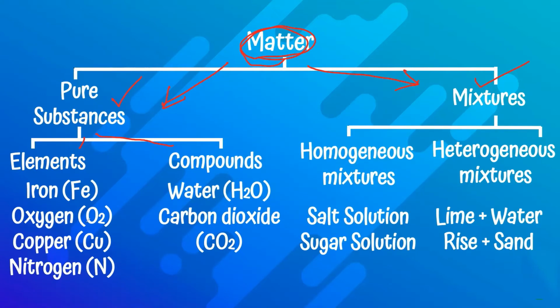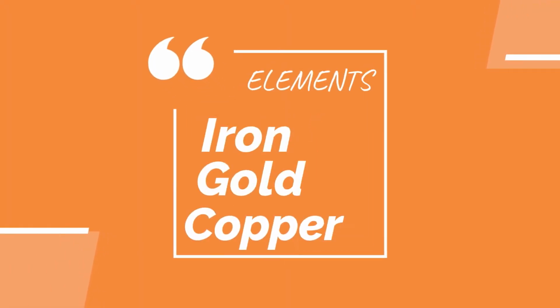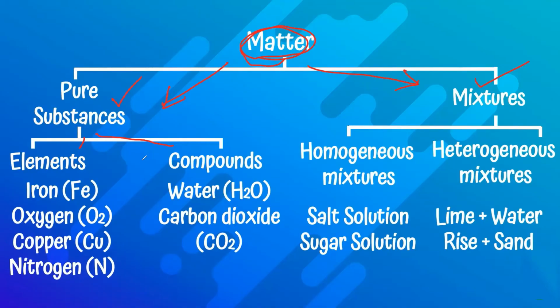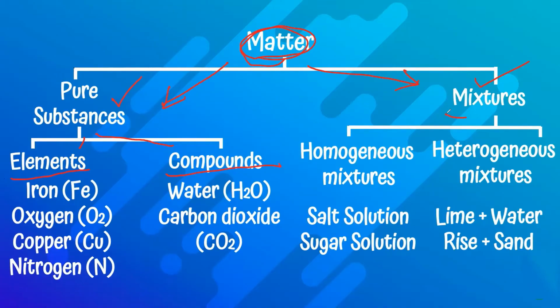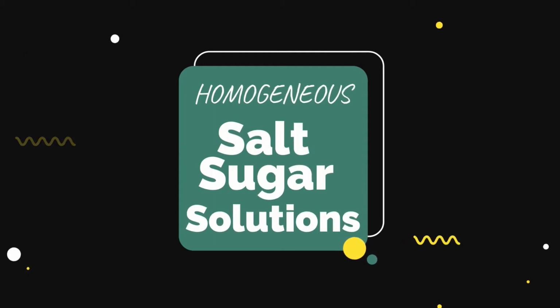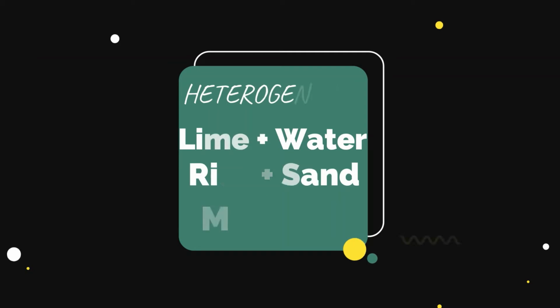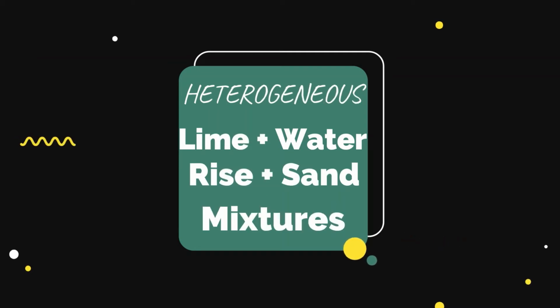In pure substances, examples for elements are iron, oxygen, copper, and nitrogen. Examples for compounds are water and carbon dioxide. In mixtures, examples for homogeneous mixtures are salt solution and sugar solution. Heterogeneous mixtures: lime plus water, rice plus sand.